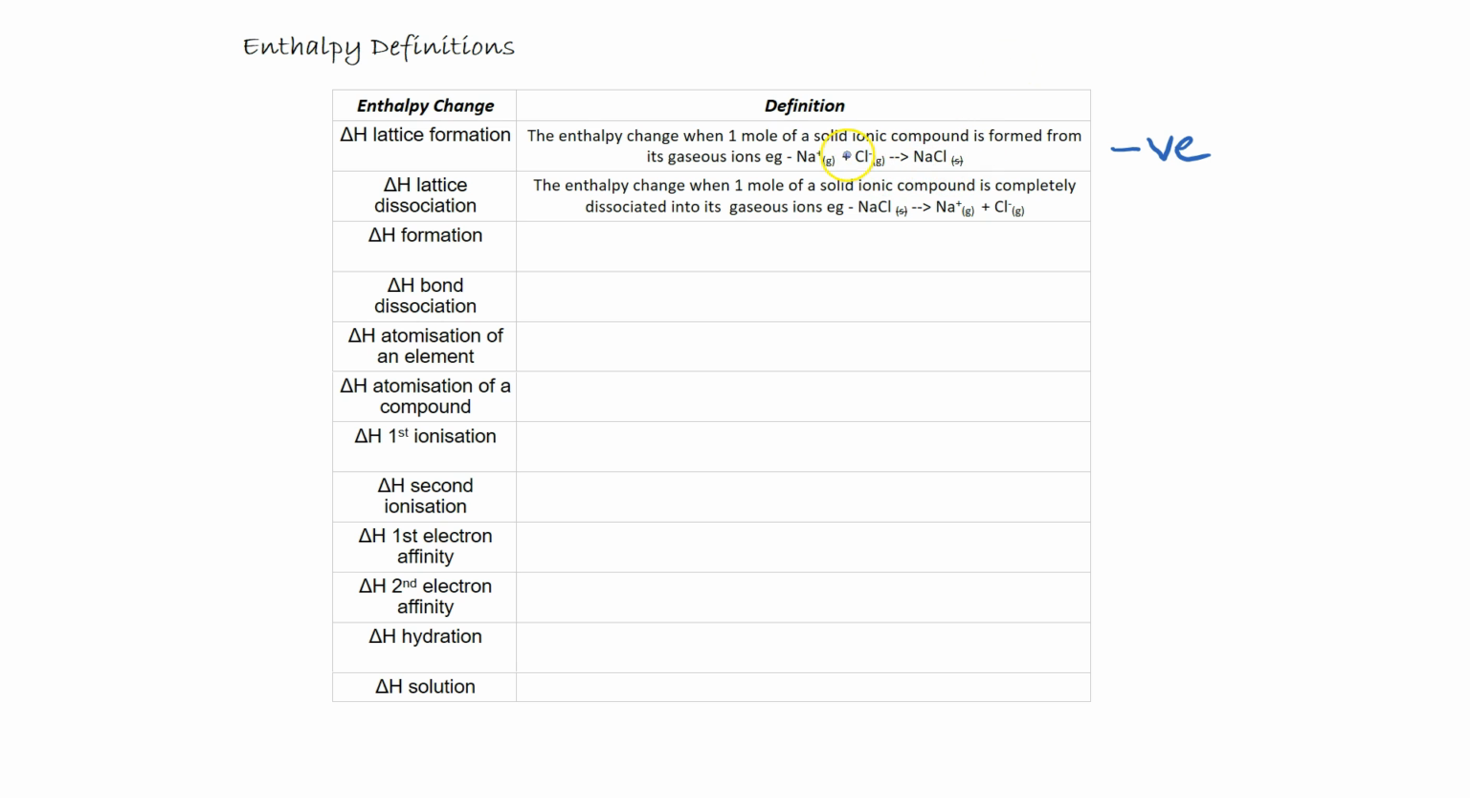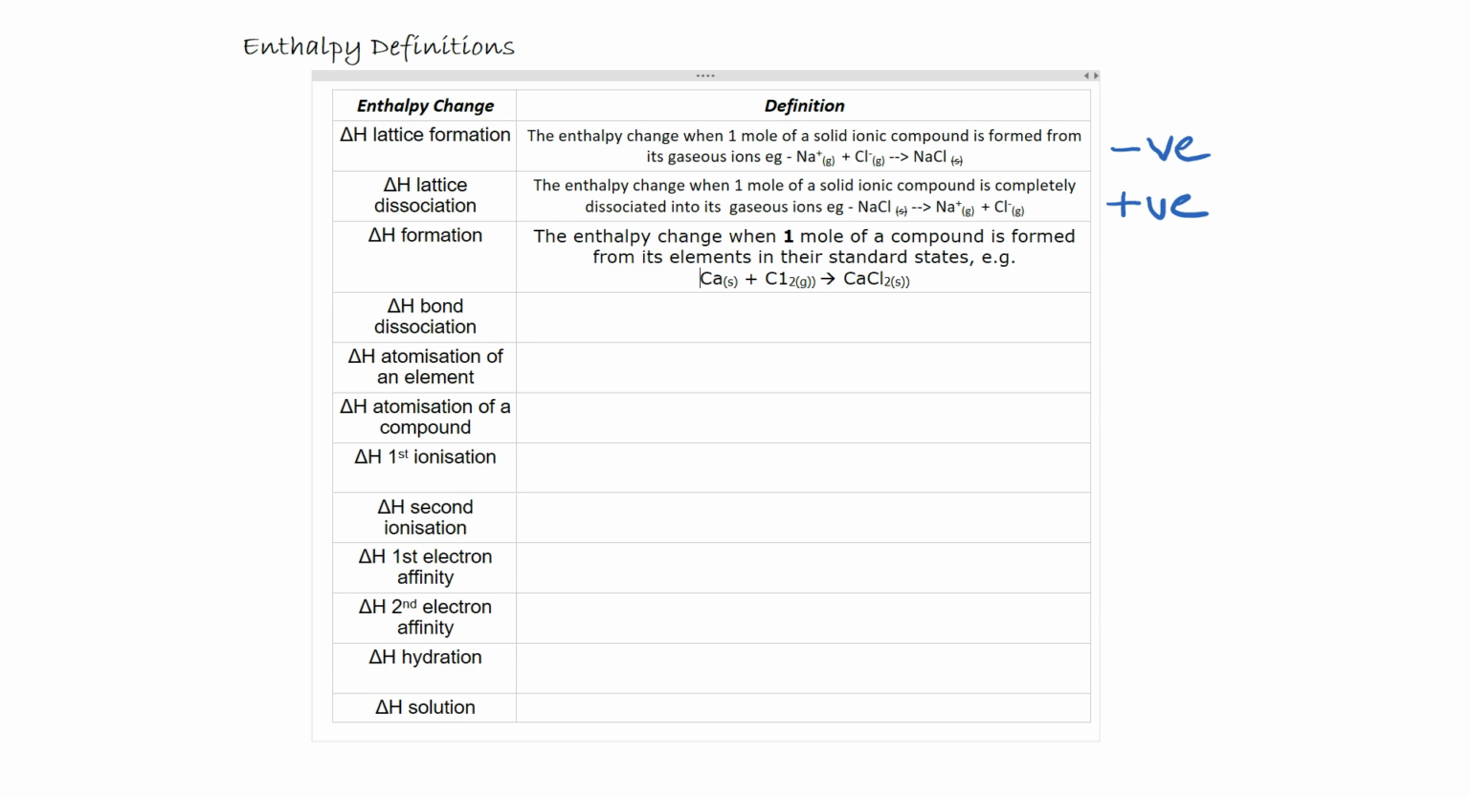It's important in each of these steps when we're describing it that we give the state symbols for any of these reactions. Our lattice dissociation energy then, so this is dissociation and this is going to be a positive enthalpy, as we said, and that's the enthalpy change when 1 mole of a solid ionic compound is completely dissociated into its gaseous ions. Again, we have NaCl solid, and going forward to make Na+ gas plus Cl- gas.